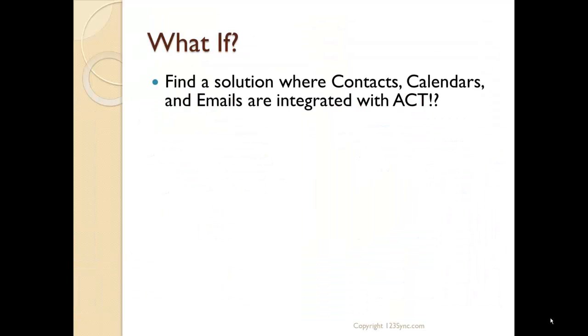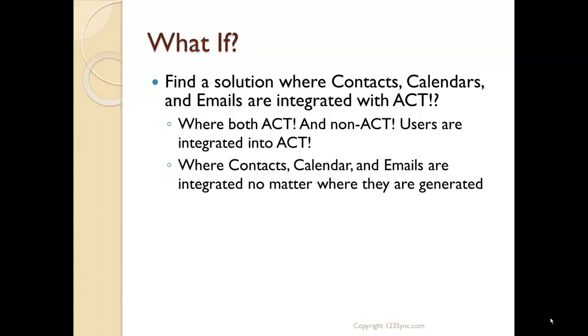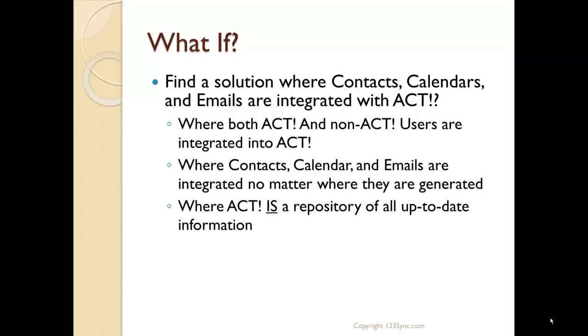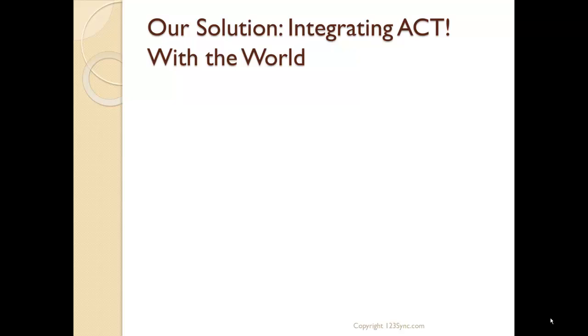So what if we find a solution where contacts, calendar, and emails are properly integrated into ACT, where both ACT and non-ACT users are integrated into ACT, where contacts, calendar, and emails are integrated no matter where they're generated, where ACT is a repository of all the up-to-date information, and where smartphones, no matter what make they are, all sync with ACT? What if we can find a solution that does that? So let's see how we're going to set this up.